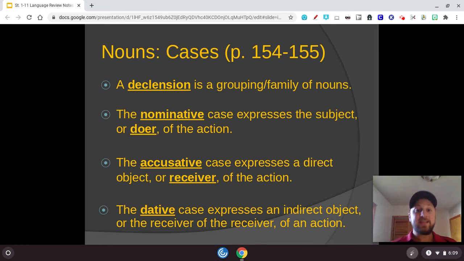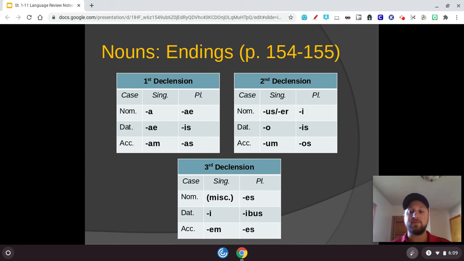And so these cases, these uses or functions of the word in Latin sentences, are expressed with endings. On this slide, I organized the endings by declension: first declension, second declension, and third declension. So just a little guidance on reading these charts. I have the cases over on the side. They don't change, it doesn't matter what declension. Nominative is still a subject, dative is still an indirect object, and accusative is still a direct object. But I've also added singular, one person, and plural, more than one, into the mix here.